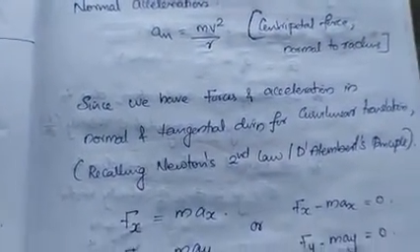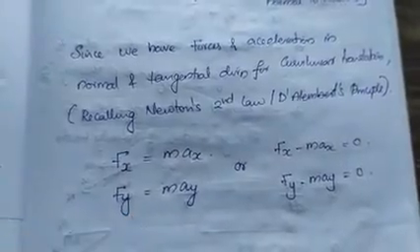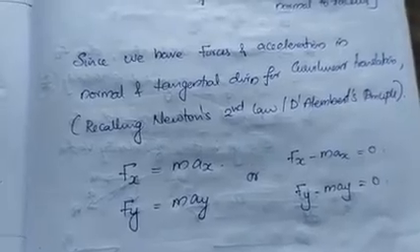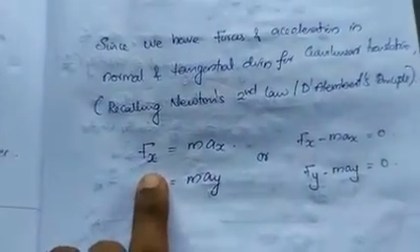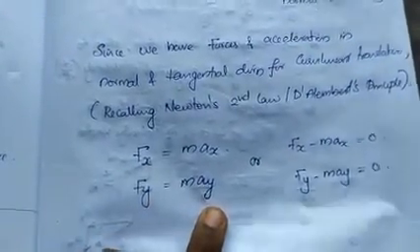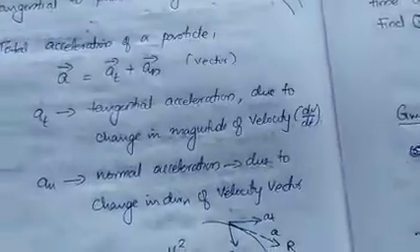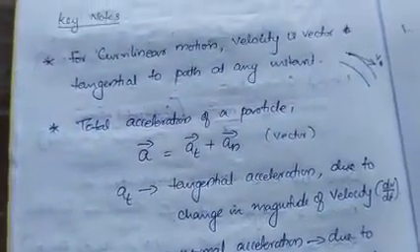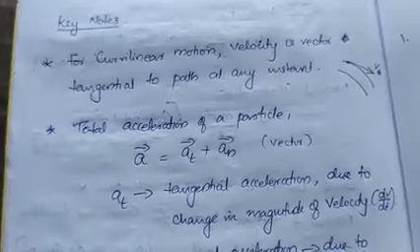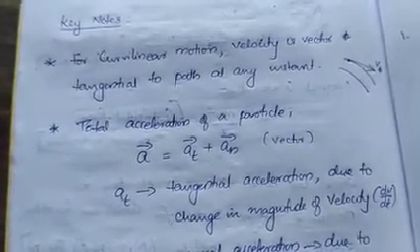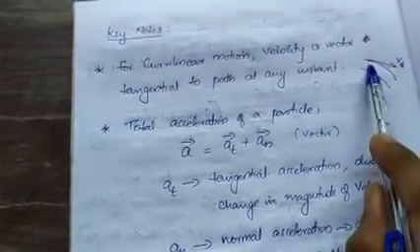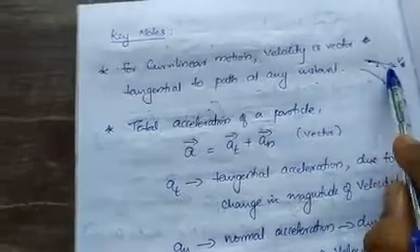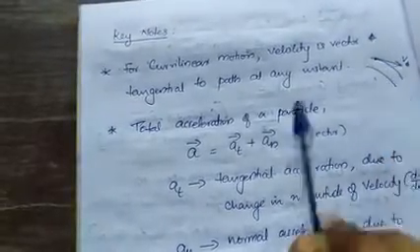Here you can recall, since we have forces in x and y direction, according to Newton's second law or D'Alembert's principle, Fx is equal to max and Fy is equal to may. There are some notes that have to be written. For curvilinear motion, velocity is a vector tangential to the path at any instant. I have already told that if you have a curve, the velocity at this point will be a tangent drawn to this curve.